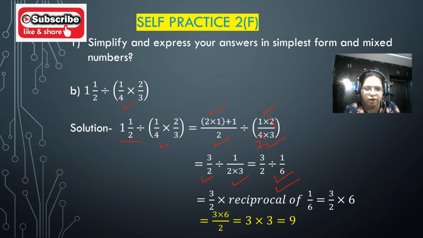And the reciprocal of 1 divided by 6 is just interchange the numerator and denominator, that is 6 divided by 1. So we get 3 divided by 2 multiplied with 6 divided by 1, and 6 divided by 1 is 6. So we get 3 multiplied with 6 divided by 2. Now we cancel 2 with 6. 2 multiplied with 3 is 6. Now we get 3 multiplied with 3, and 3 multiplied with 3 is 9.